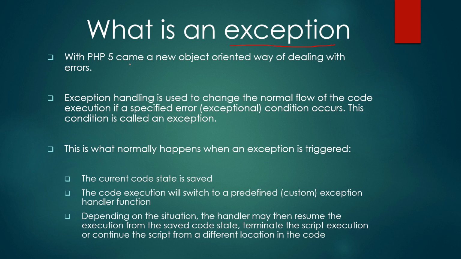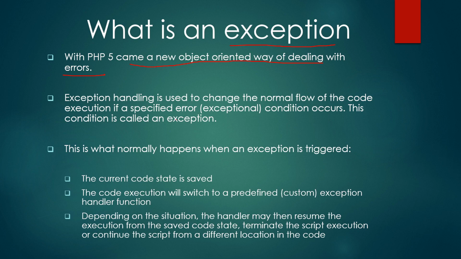With PHP 5 came a new object-oriented way of dealing with errors. So this is an object-oriented way to deal with errors. Exception handling is used to change the normal flow of the code execution if a specified error condition occurs. So as I said, there are cases when some exception conditions might occur in our program. Exception handling is used to change that normal flow, because first these exception conditions are handled and then the normal execution will continue.